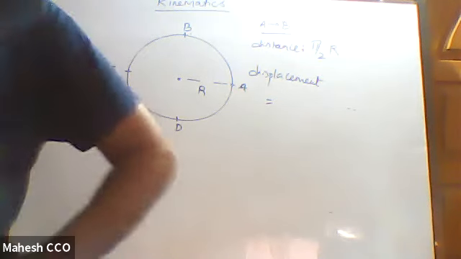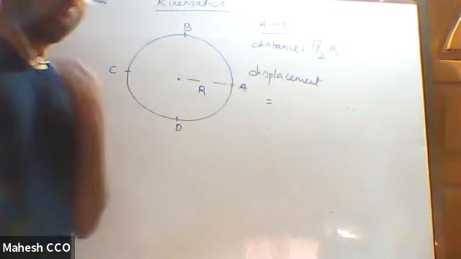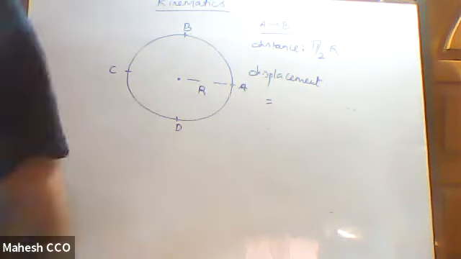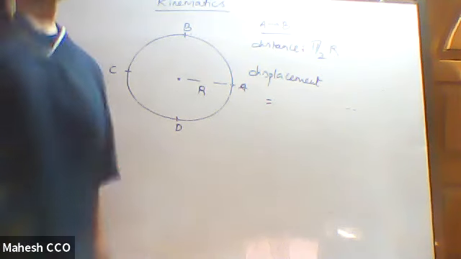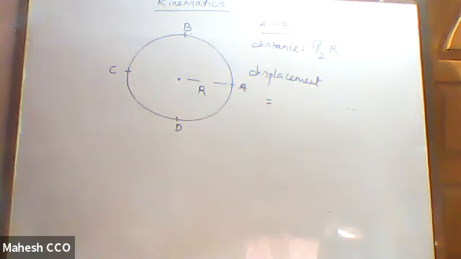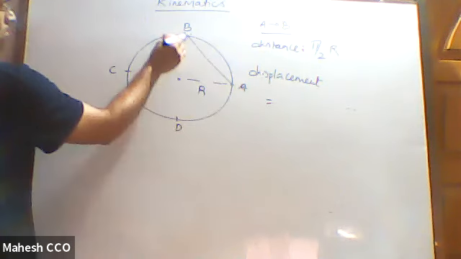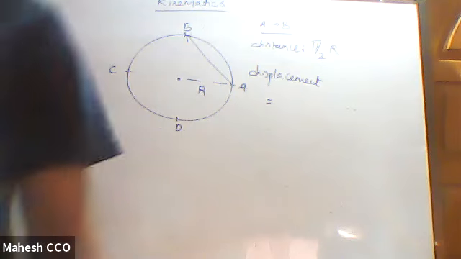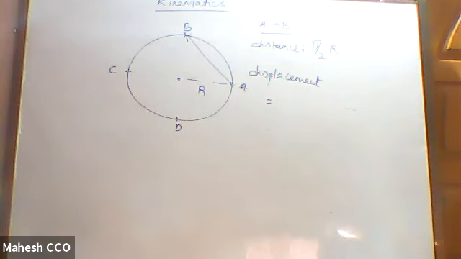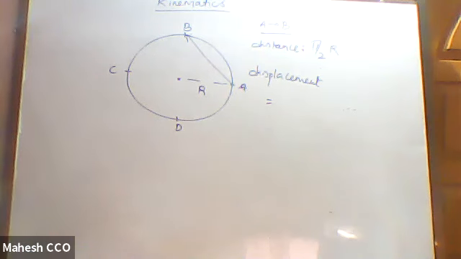Displacement is a vector. First of all, you have to discuss the coordinate axis which you are choosing to represent it properly, but it does not change based on your coordinate system. Suppose you ask me strictly what the displacement is: just join A and B, that will be the displacement. The magnitude of displacement will be r root 2, there is no doubt in it.